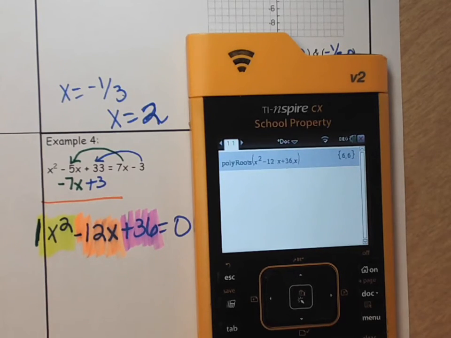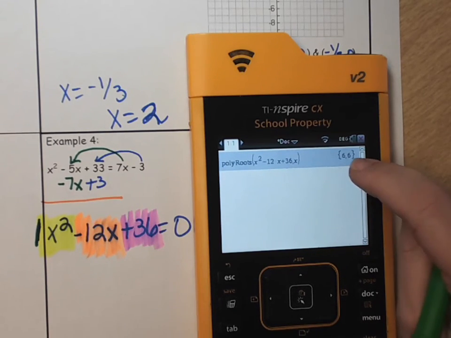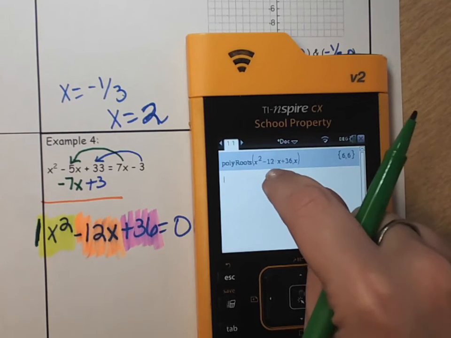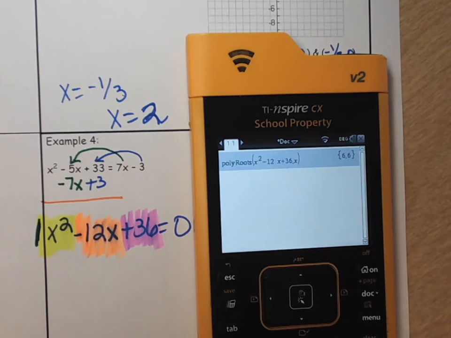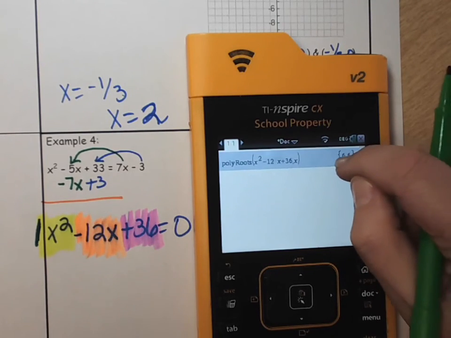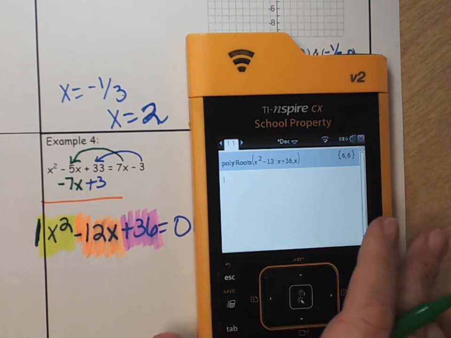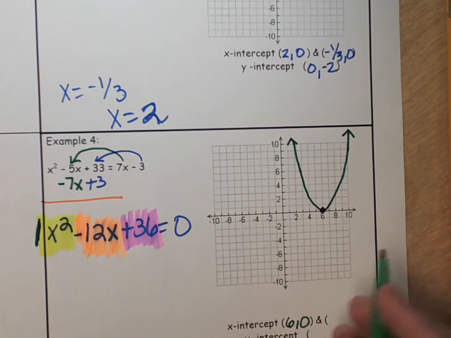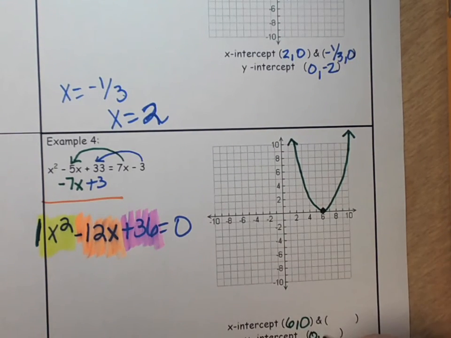Look what it does, guys. It gives me 2 6s. So even though it touches only once, I only have an x-intercept of 6 one time, but I actually have 2 factors because I can't get a -12 by just having a 6. I have to have 2 6s to get a -12. My y-intercept is 0, 36.